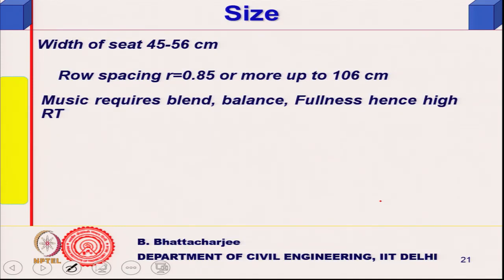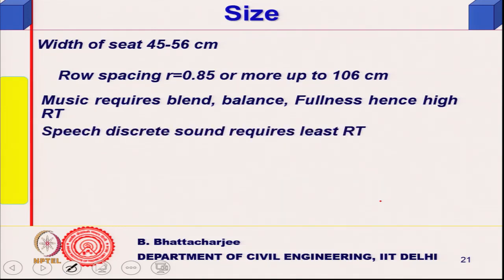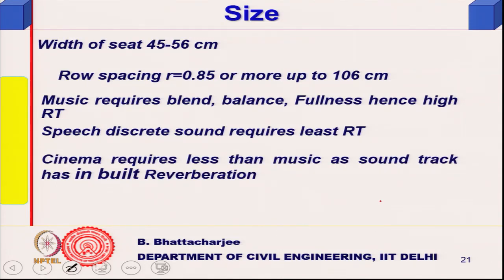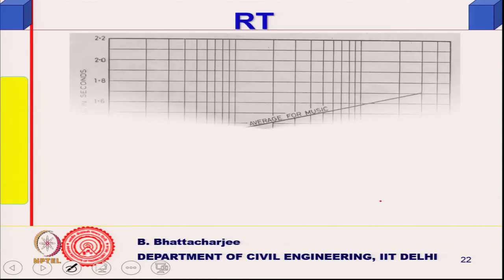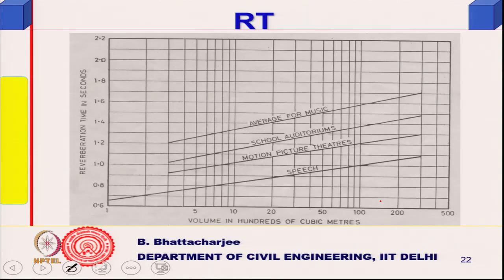Music requires blend, balance, fullness, as I told you already, hence high reverberation time, and speech, being discrete sound, requires less reverberation time. Cinema requires less than music, because there is some amount of reverberation built into the soundtrack itself. If you have seen a film of the good old days, you will find on the corner there is a soundtrack, blank spaces, right. Those soundtracks already have some reverberation built in, and one can use Sabine's formula at 500 hertz to provide absorbers.